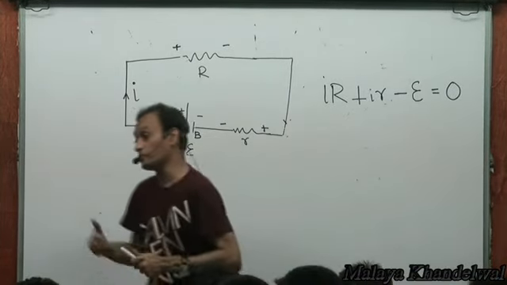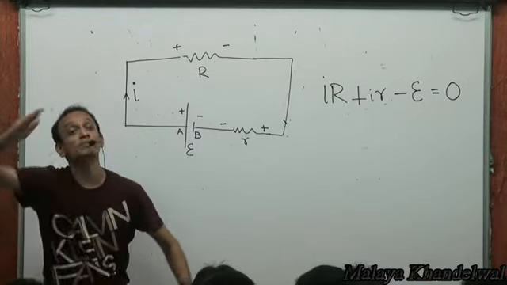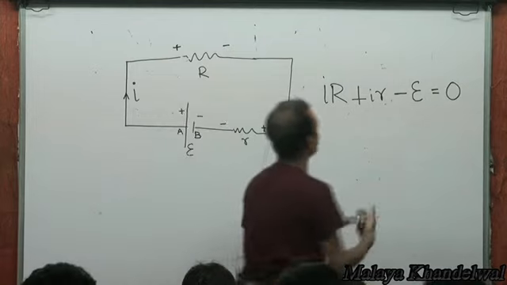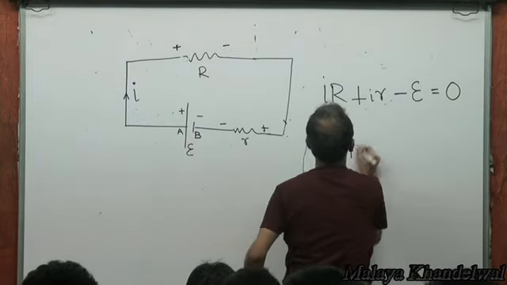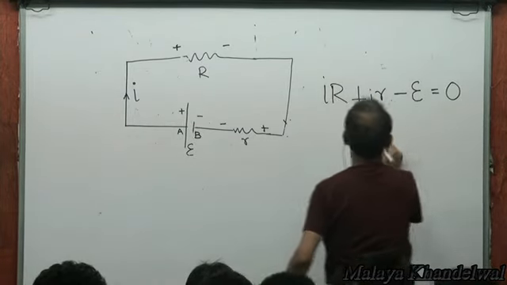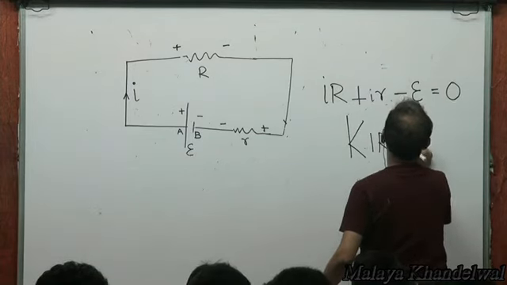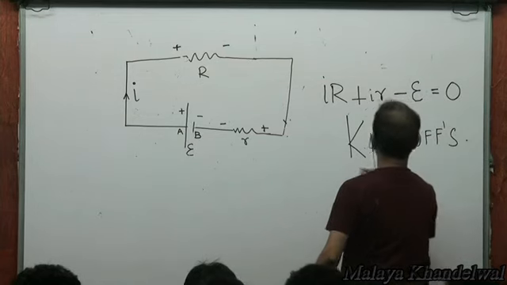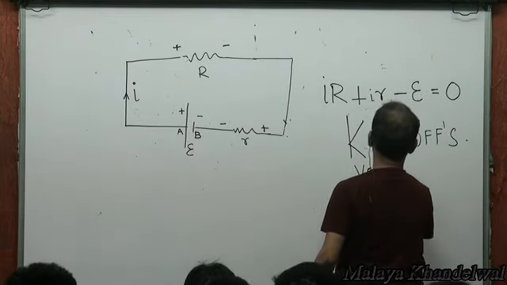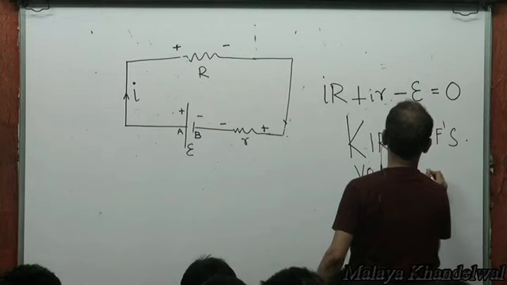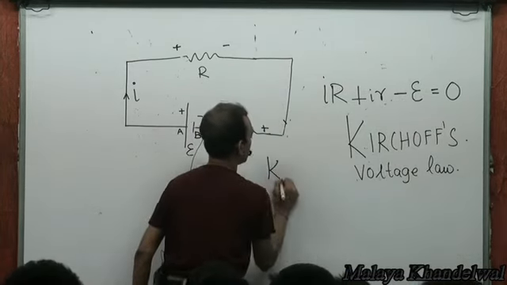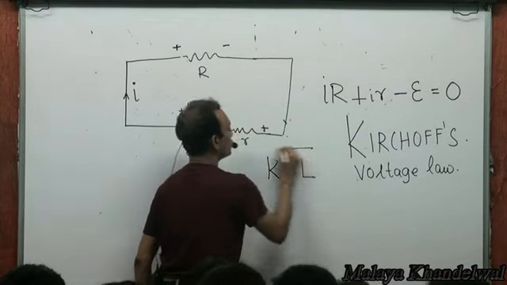The algebraic sum of the potential drops in a closed loop must always be 0, and this essentially is what's called Kirchhoff's voltage law, or KVL.